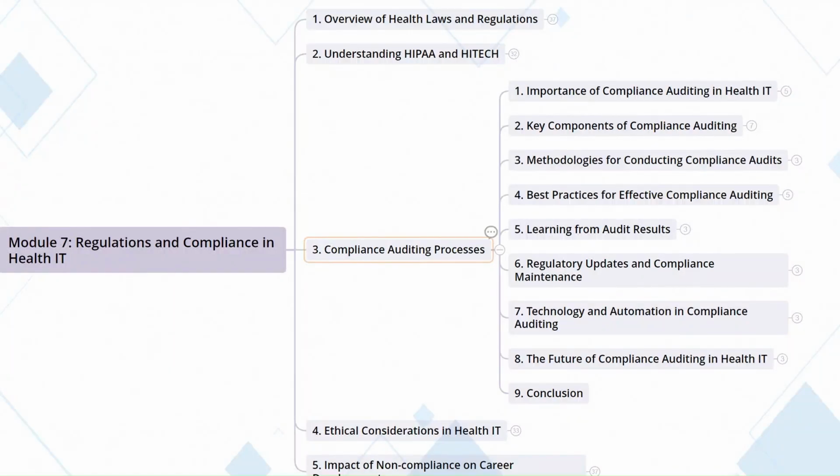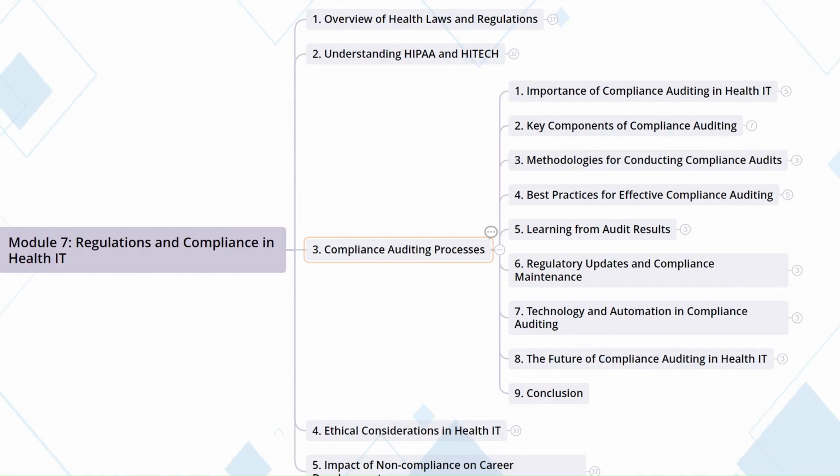Next module, compliance auditing process. Compliance auditing is a systematic evaluation of an organization's adherence to regulatory requirements, policies, and best practices.